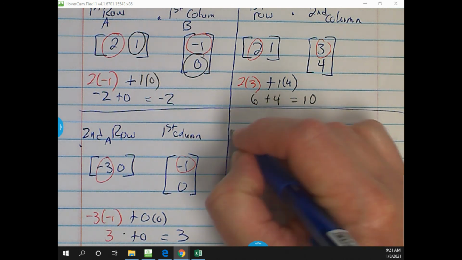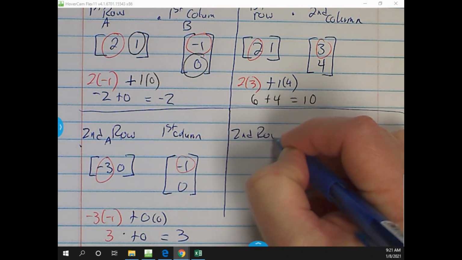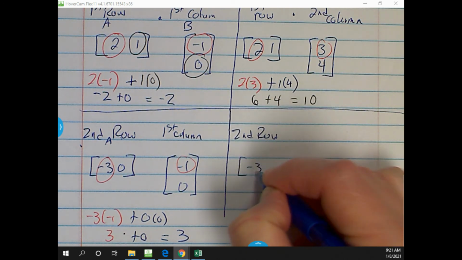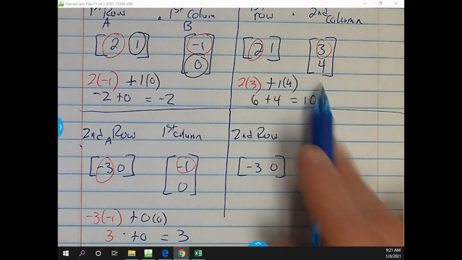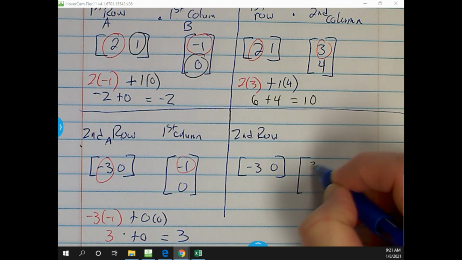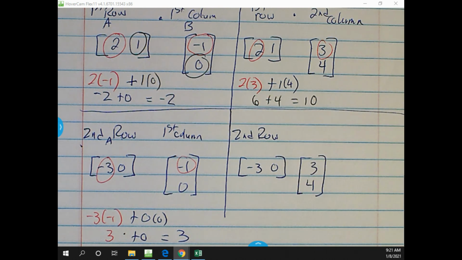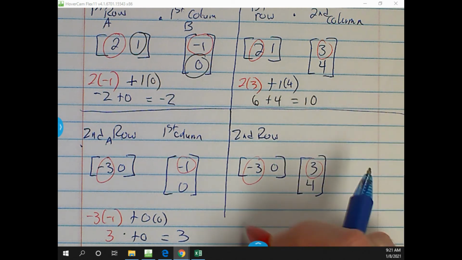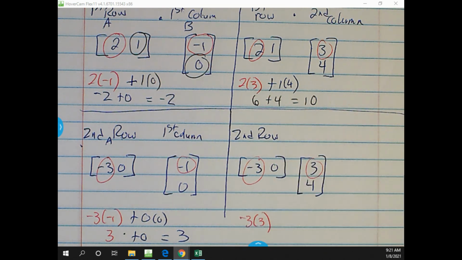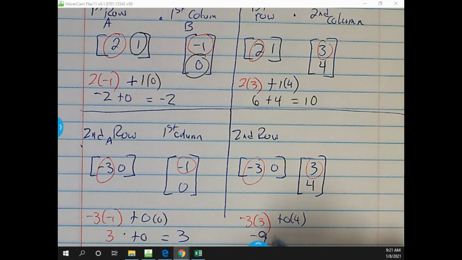So for this one, again, we're going to do the second row now, which again was -3, 0. But now we're going to use the second column, so now we're going to use column 3, 4. So it's -3 times 3. And the good news is with this second number being 0, when we do 0 times 4, this is always going to come out to be 0. So it's just -3 times 3, which would be -9, plus 0, which would be -9.